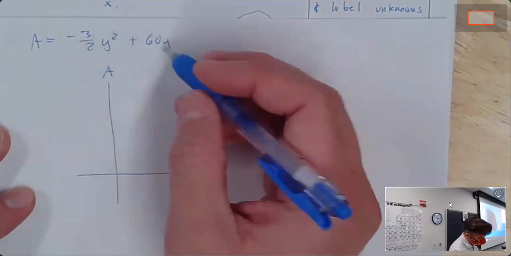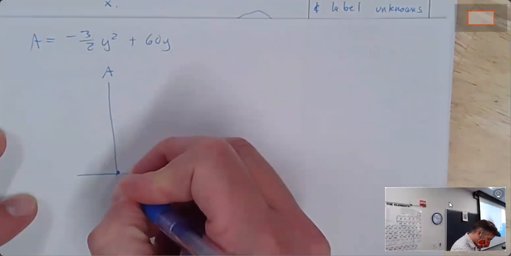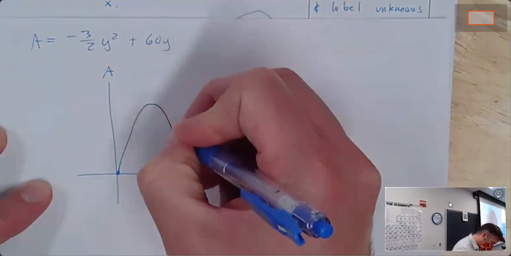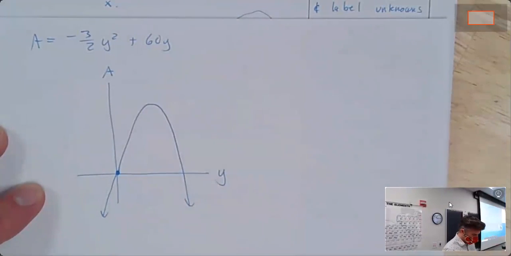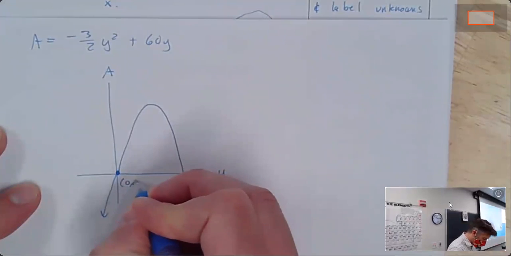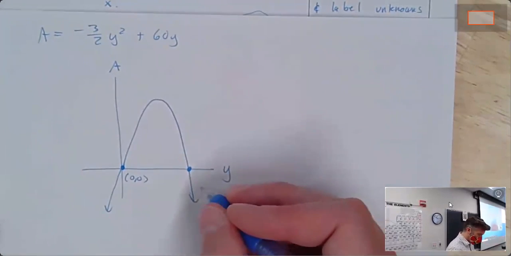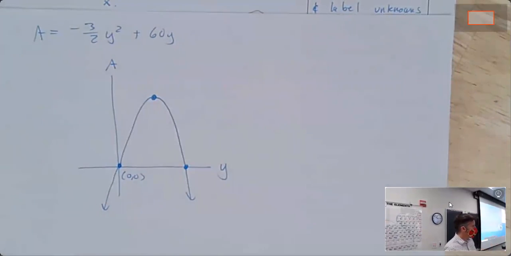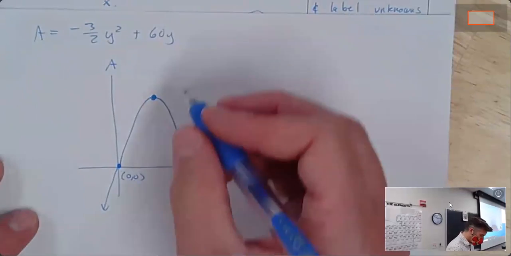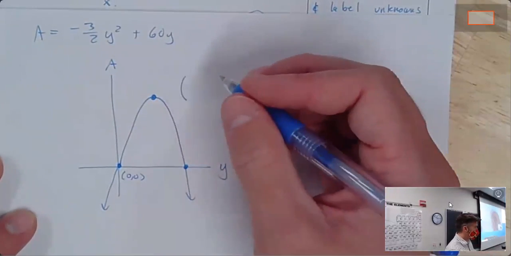I really don't want to actually graph it, but it's going to look something like this. It's going to be a parabola whose intercepts are 0, 0, and I don't actually know what that other one is. I don't really care what that other one is. What I really care about is what's that point right there? Because that point is going to be the y value of the vertex.